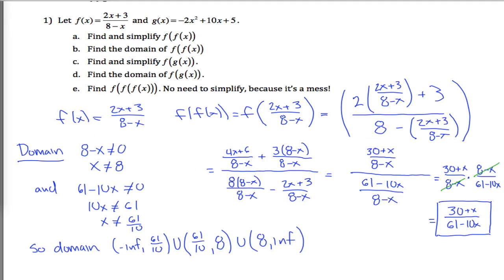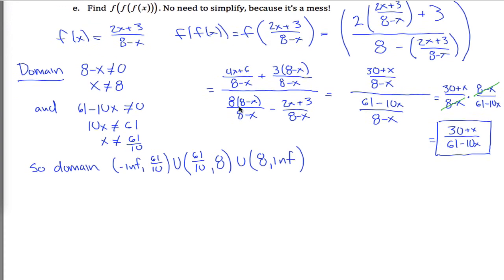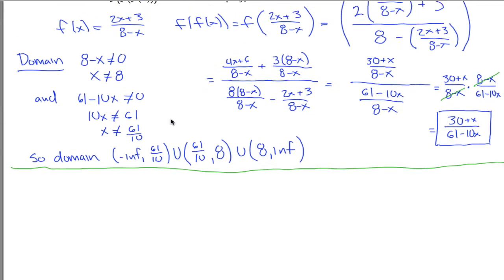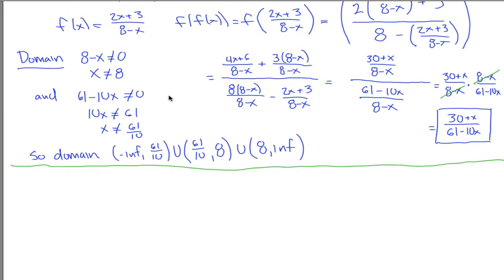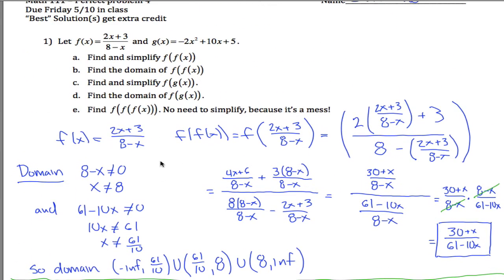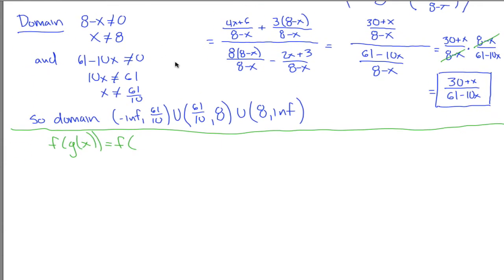Good news is we're done with parts A and B. Bad news is there's parts C, D, and E. But okay, we can do it. C, find and simplify f of g of x. Well, g of x is equal to negative 2x squared plus 10x plus 5.